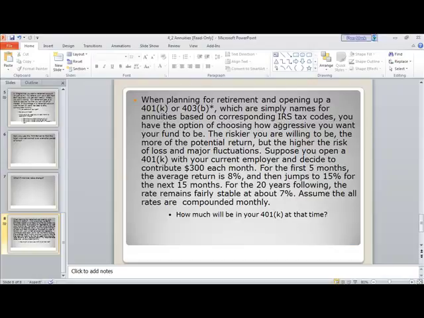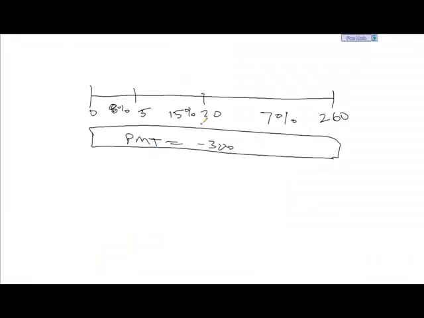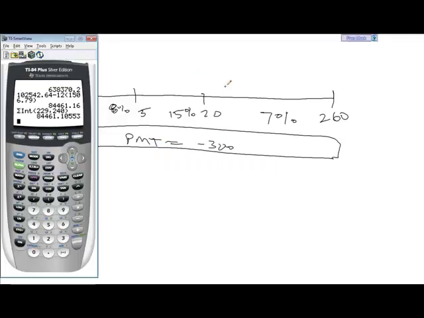We want to assume that all rates are compounded monthly. How much will be in your 401k at that time? So what we have to do is basically do kind of a rollover, where each time the interest rate changes, we roll over our current future value, add a regular payment to that, and let it accumulate. So here's what I'm talking about.